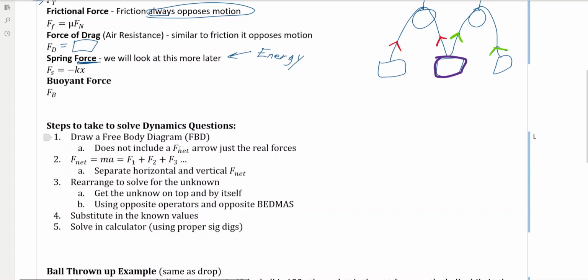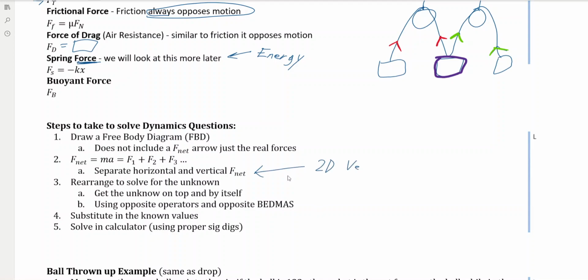So draw a free body diagram. You should not include an F-net arrow in the free body diagram, just the real actual forces. Then you can start to go into F-net equals ma, as well as F-net equals force 1 plus force 2 plus force 3, all of the forces added. And you might have to do a separate horizontal and vertical F-net.